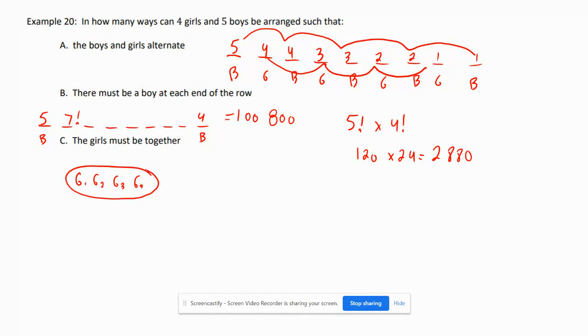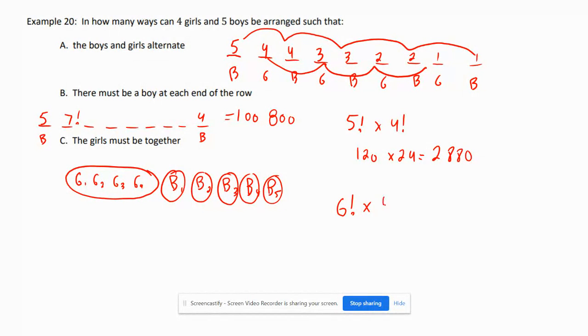The girls must be together. Okay, so for this case, here's how we do this question. All I'm doing over here is circling the people. When we treat the girls as having to be together, we're going to treat them as if they're all together like this. So in other words, we're going to treat them as if they were one person. So we have one person here, which is all the girls together, and then 2, 3, 4, 5, 6. So that means we have 6 factorial.